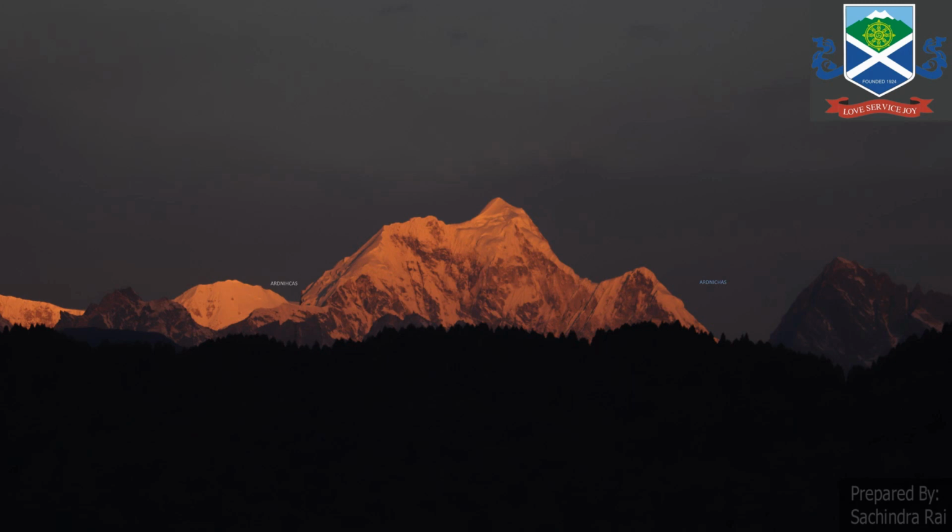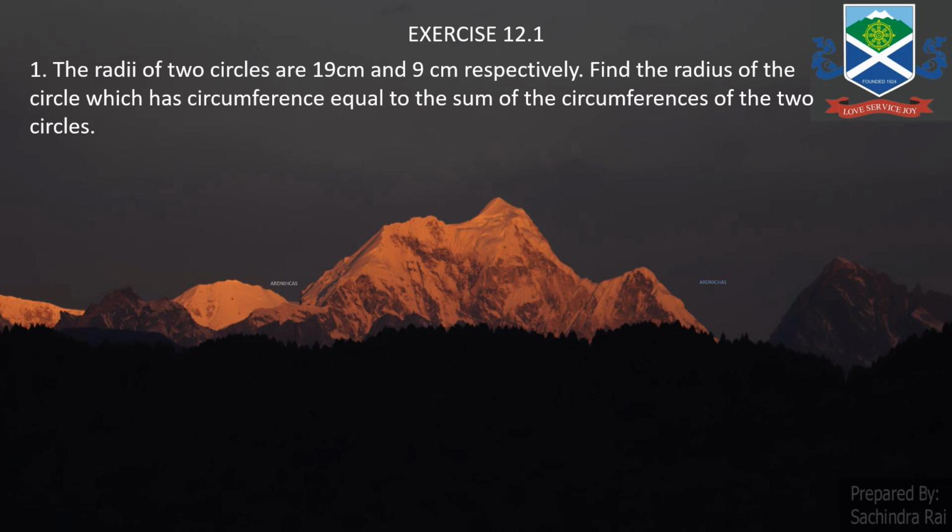Let us solve some problems from exercise 12.1. The first question: the radii of two circles are 19 cm and 9 cm respectively. Find the radius of the circle which has circumference equal to the sum of the circumferences of the two circles.